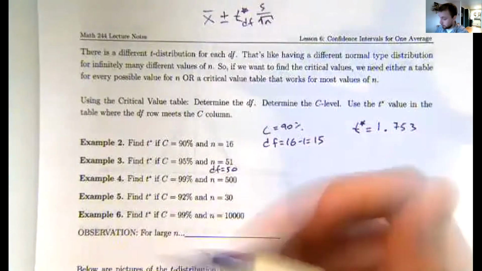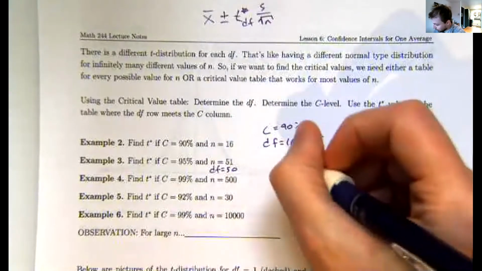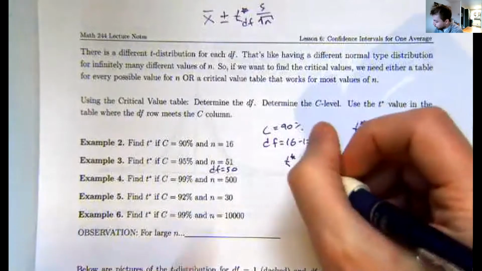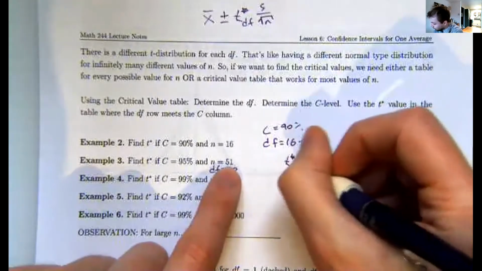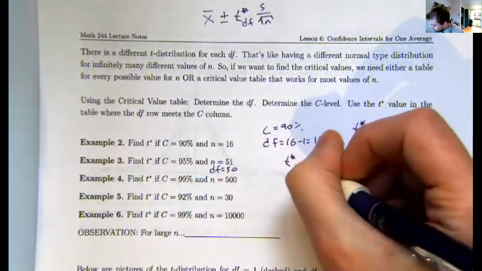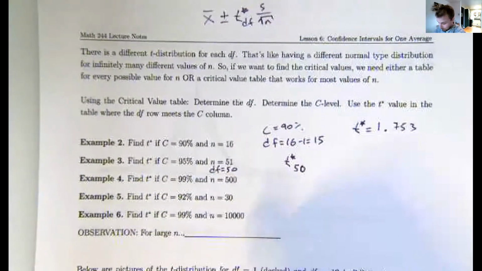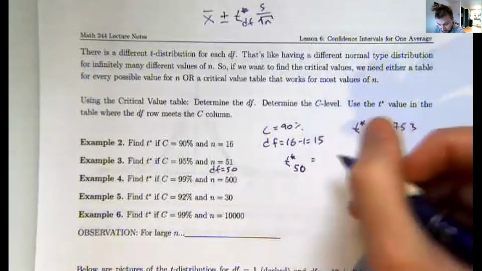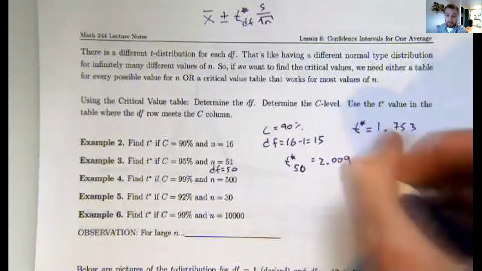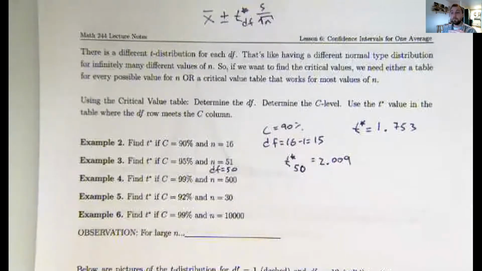So when I did these, to double check your work, if I was trying to find T star, my critical value, and I started with 51 values, this gave me a degree of freedom of 50. That ended up giving me 2.009 or so. 50 met the 95.